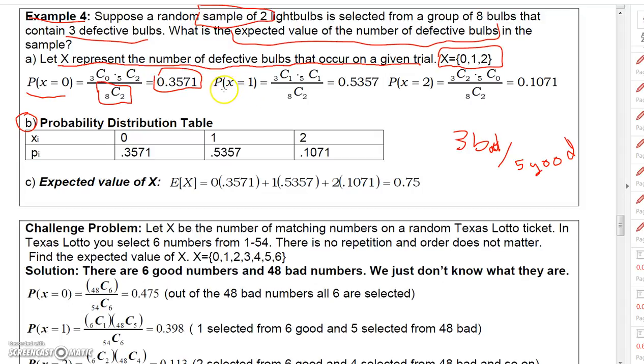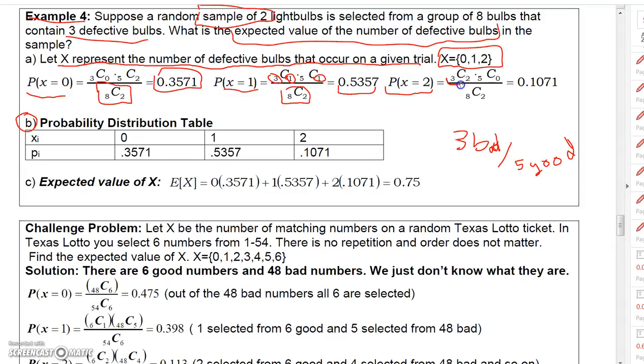And then for 1 bad bulb, out of the 3 bad bulbs, we have to choose 1. And that means out of the 5 good bulbs, we have to have 1, so that we have a total of 2 bulbs. And then calculate this and divide it by 8 choose 2, and you'll get 0.5357.